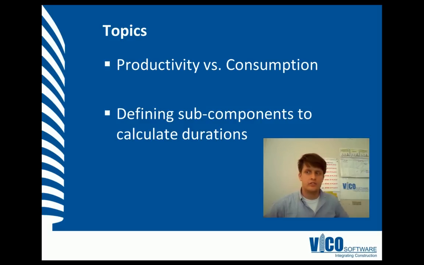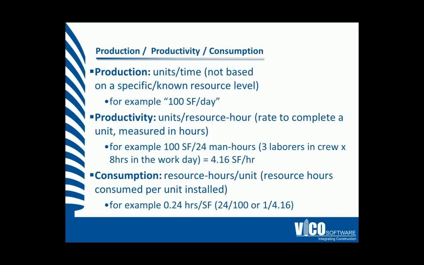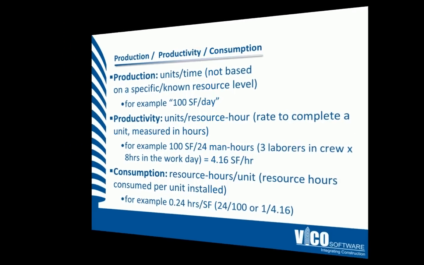And we have assumed that you have already defined your LBS, created a task list, and assigned your tasks to the correct location systems. It is important to define the difference between productivity and consumption. A productivity rate is the rate it takes to complete a unit measured in hours. Comparatively, a consumption rate is how many hours it takes to install the same unit.